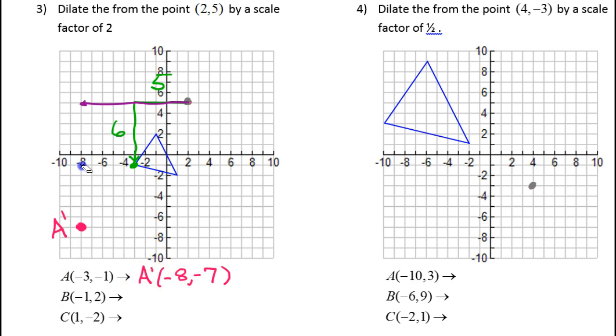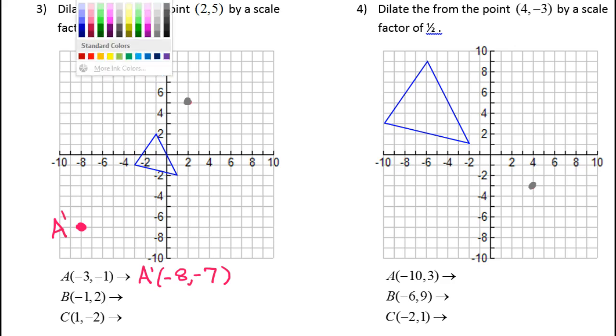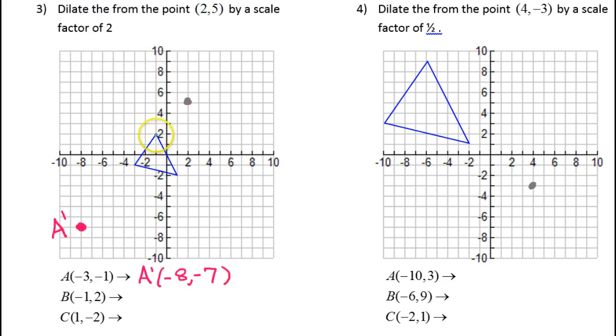So let's erase these guidelines just to clean things up a bit, and let's go after point B. So here's point B. If I want to get from the center to point B, I would have to go left 3 and down 3. Okay, left 3 and down 3. So since the scale factor is 2, I need to double that path to get to B prime. So instead of going left 3 and down 3, I'm going to go left 6 and down 6.